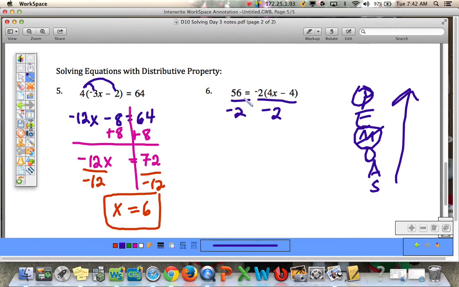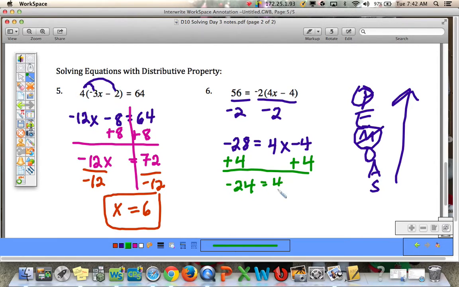So we have half of 56. 56 divided by 2 is 28, but it's divided by a negative. So we have negative 28 equals 4x minus 4. So again, we divided by the negative 2. We can drop the parentheses. Now we will add 4 to each side. So we'll get negative 24 equals 4x divided by 4. So we'll get x equals negative 6. So you can try it by distributing first. You should still get the same answer, negative 6 here.